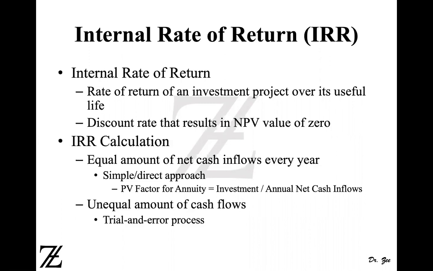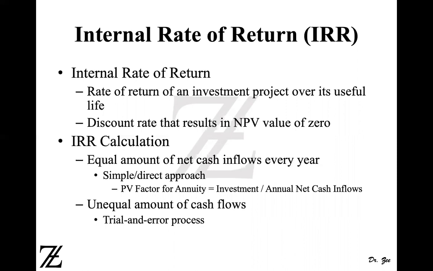Now, in this video, we are not going to be discussing the unequal amount of cash flows or the trial and error process. What we'll be discussing is the simple way to calculate IRR, assuming that we have an equal amount of net cash inflows every year. That means you'll be receiving, for example, $10,000 for the next 10 years or $5,000 for the next 5 years. So that's the equal amount of net cash inflows. So we'll be discussing that.